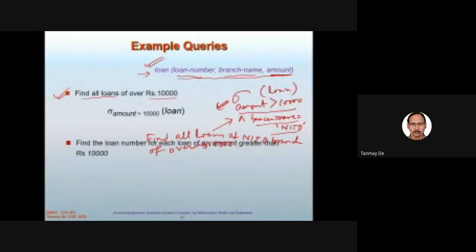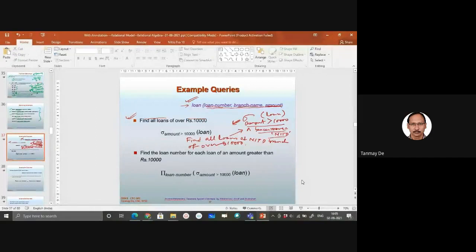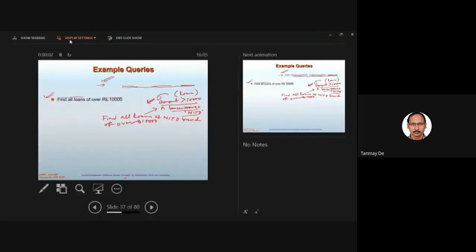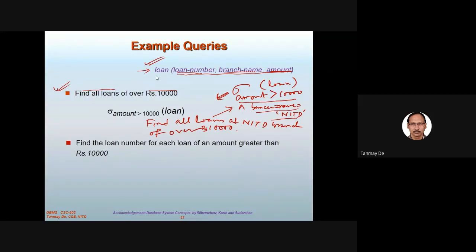Now suppose the next query is: find the loan number for each loan of an amount greater than 10,000 rupees. That is what we want to find.